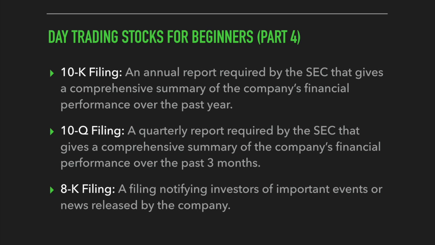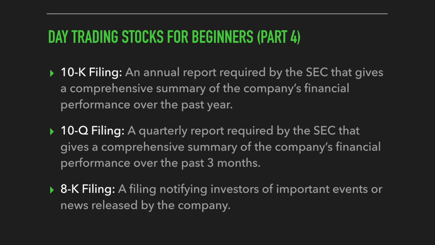Anyway, the next filing type that we see very often is a 10Q filing. And this is a little bit different from the 10K because a 10K is again released once a year and is going to be the performance over the past year. And the 10Q stands for the quarterly earnings report, which is, of course, the quarterly report required by the SEC that gives a comprehensive summary of the company's financial performance over the past 3 months.